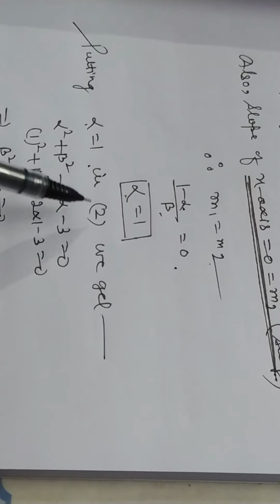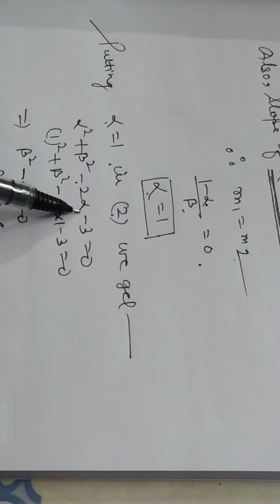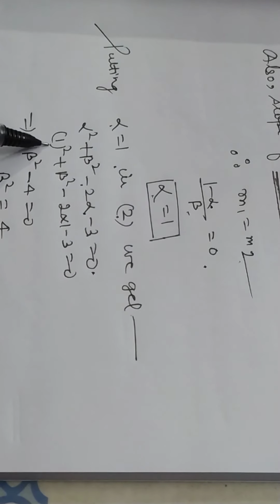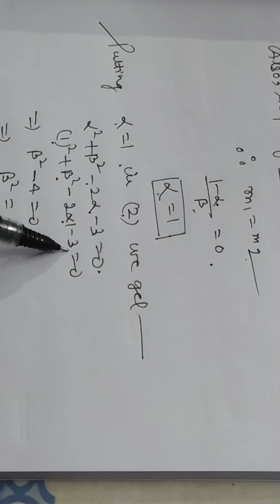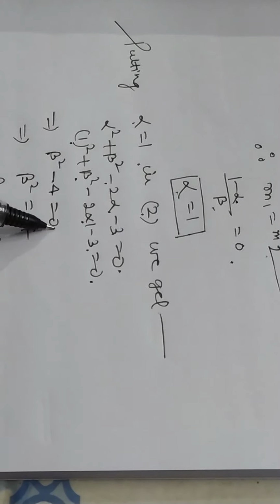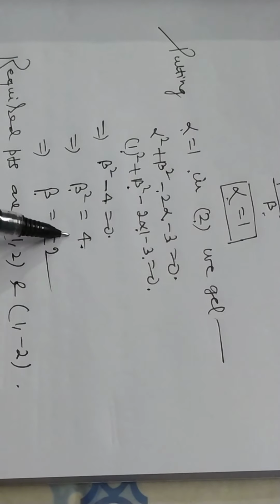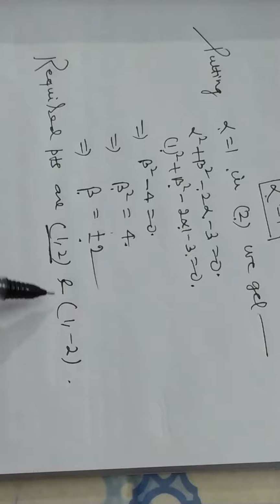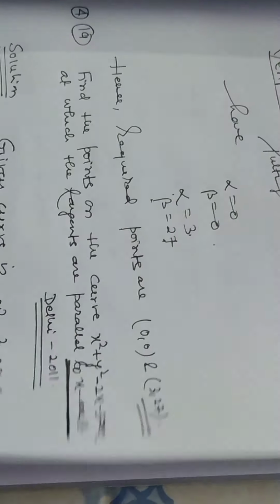Putting alpha is equal to 1 in 2, we get alpha square plus beta square minus 2 alpha minus 3 is equal to 0. Putting alpha is equal to 1, then 1 square plus beta square minus 2 into 1 minus 3 is equal to 0. This will be beta square minus 4 is equal to 0, so beta square is equal to 4, and beta is equal to plus minus 2. So the required points are (1, 2) and (1, -2). In this way, you can solve this problem.